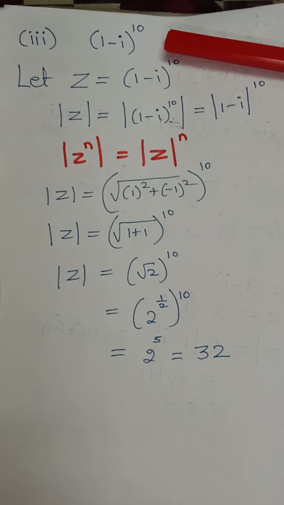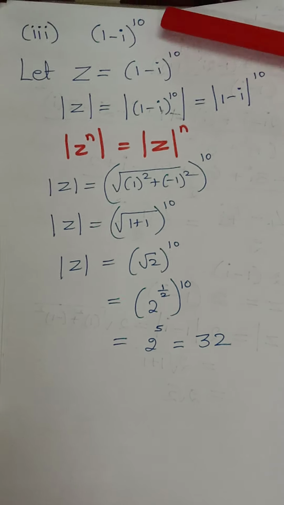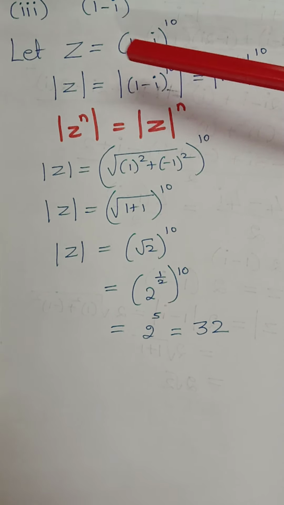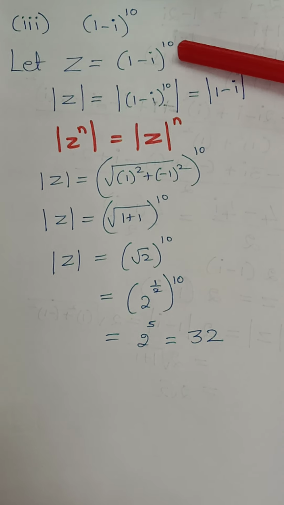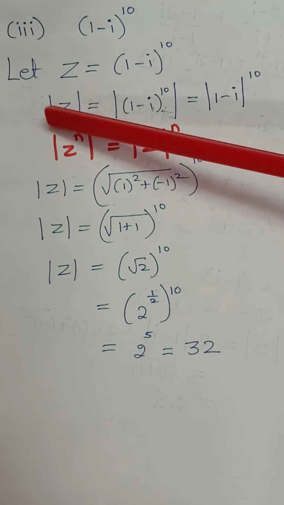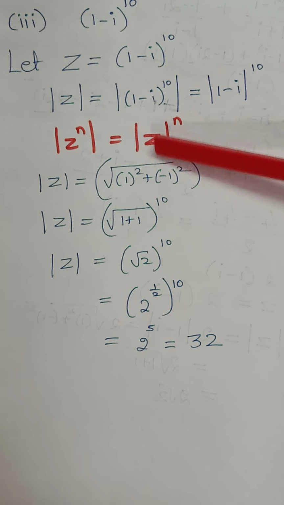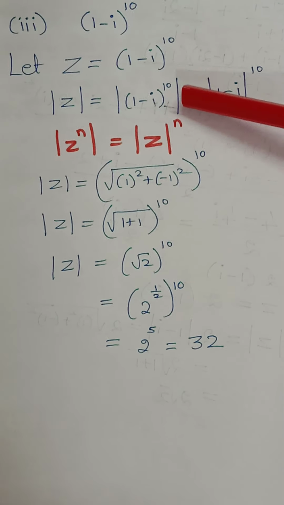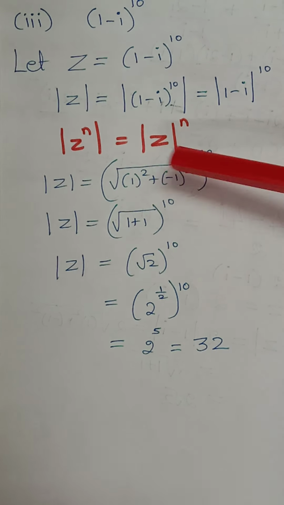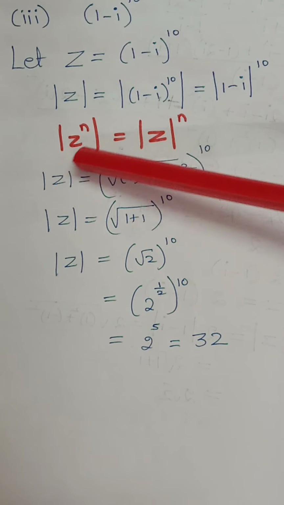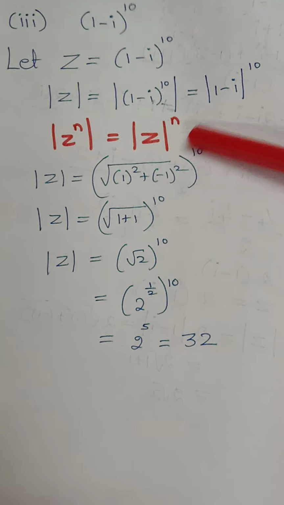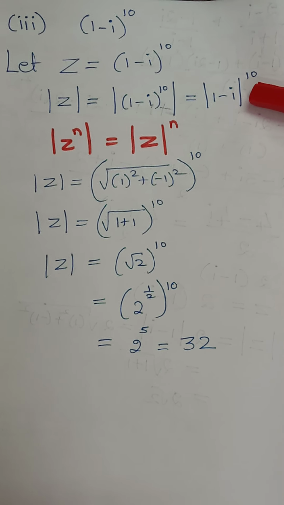Third subdivision, 1 minus i to the power 10. So let me assume the given question as z. So z is equal to 1 minus i to the power 10. Now I can write this as modulus, because we are finding modulus, so we have to put the modulus. Modulus of z is equal to modulus of 1 minus i to the power 10, which I can write as modulus of 1 minus i whole power 10. Because in the properties we have learned, modulus of z power n is equal to modulus of z whole power n. So using this property, I am writing like this.